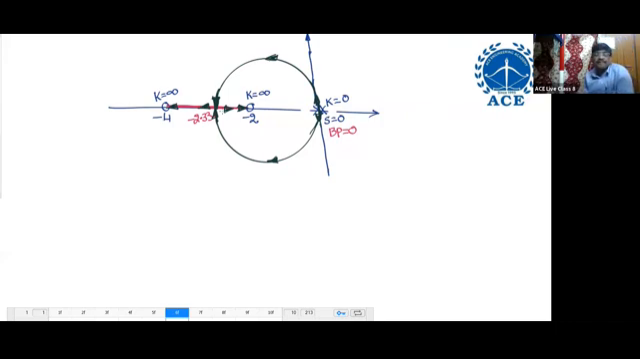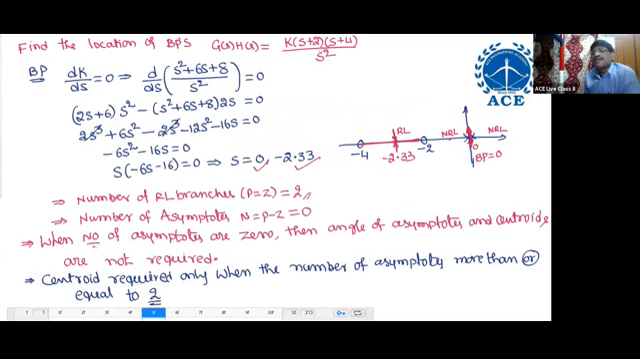This is the RLD. Why I drew this diagram: sometimes in the exam they will give the transfer function k into s plus 2 into s plus 4 by s square, and they'll say the root locus diagram of the given transfer function is a circle. They'll mention the shape of the RLD also. The center and radius of the circle is what they will ask.